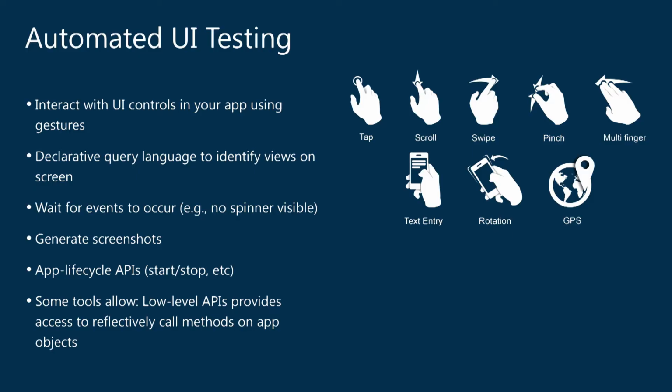Anyway, so what you can do, you can interact with UI controls. You can query the state of the view, so the currently active screen. You can ask it, what buttons are you seeing? Is this text present? Is this image here? You can wait for events to occur, something that's really important.